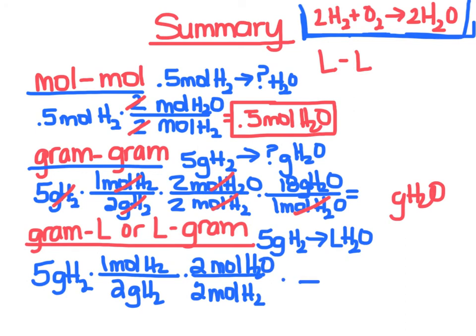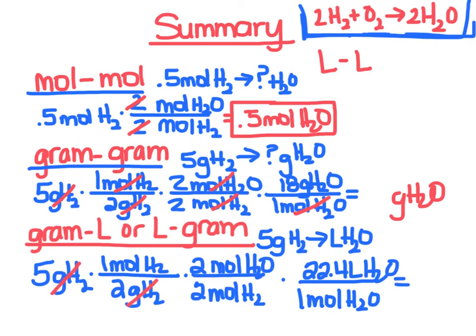And now our last step is the one that's different. Since they're not asking for grams of water, but instead are asking for how many liters of water, we know that a mole of any gas at standard temperature and pressure occupies 22.4 liters. And again, we can double check our math here. Grams of hydrogen got canceled. We converted to moles. Moles of hydrogen was canceled because we converted from moles of hydrogen to moles of water. And now moles of water gets canceled, and we converted to liters of water. And so our answer this time would be in liters of water.